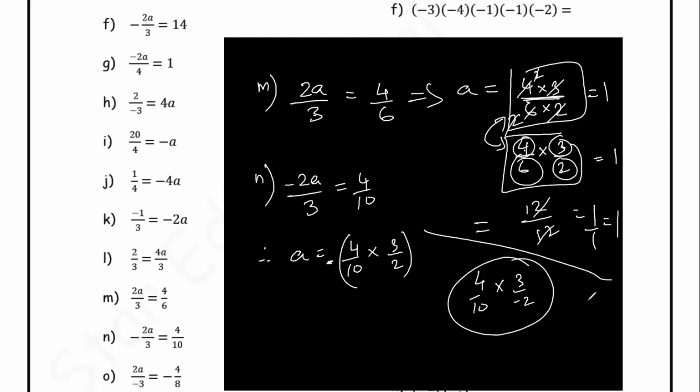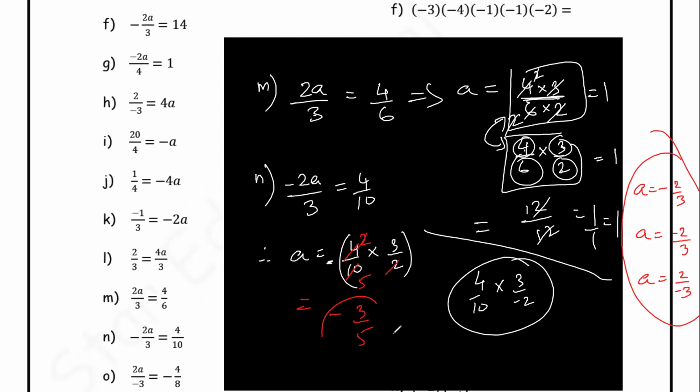Explaining it this way: if you have a is equal to negative 2 over 3, that is the same thing as a is equal to 2 over negative 3. All of these are the same. So solving this, 2 goes into 4 2 times, and 2 goes into 10 5 times. So I've got negative 3 over 5 as my answer for N. Got it?